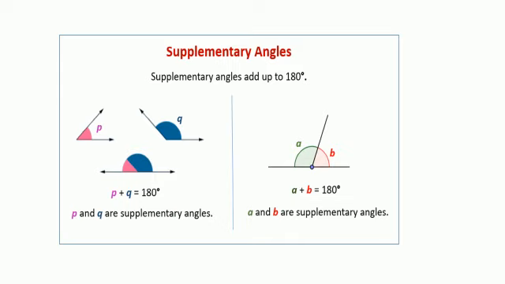Then we have another example where we have angles which are already adjacent. We have the angle A and the angle B. The sum of A and B is equal to 180 degrees. So we say A and B are supplementary angles, adjacent and supplementary angles.